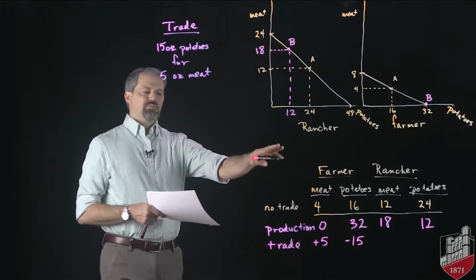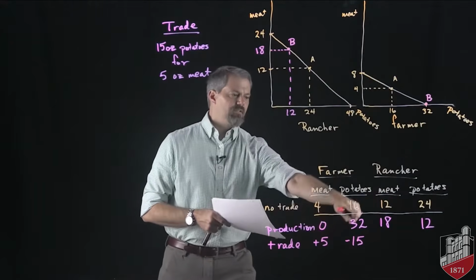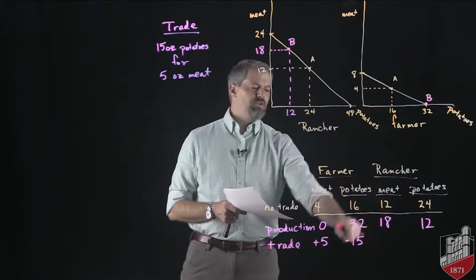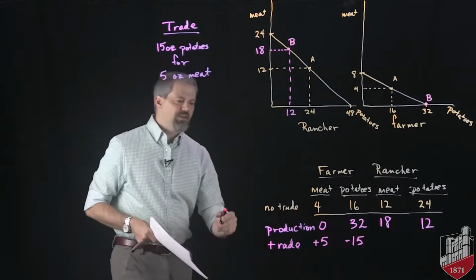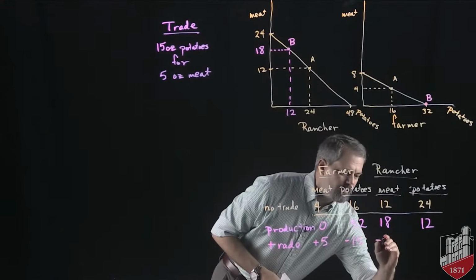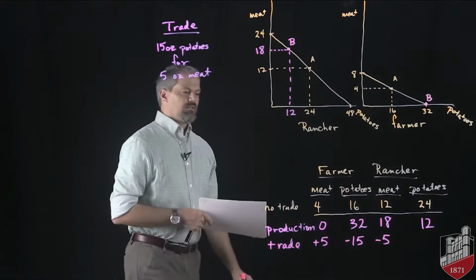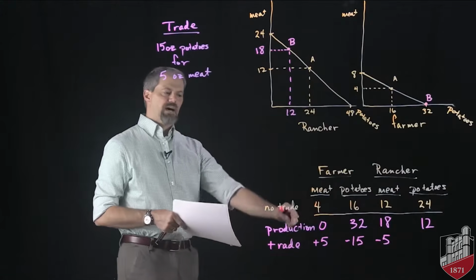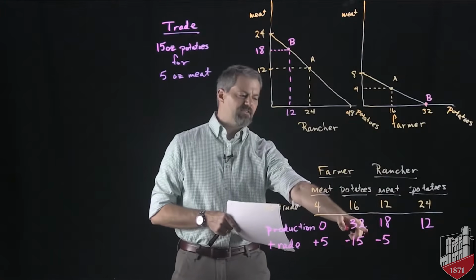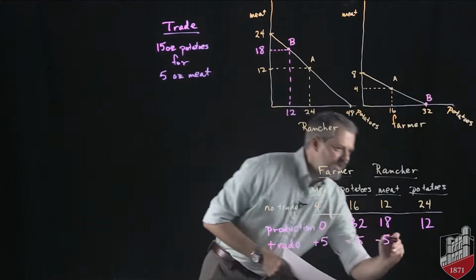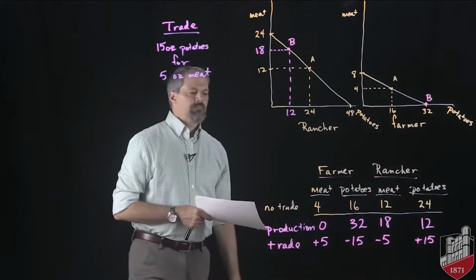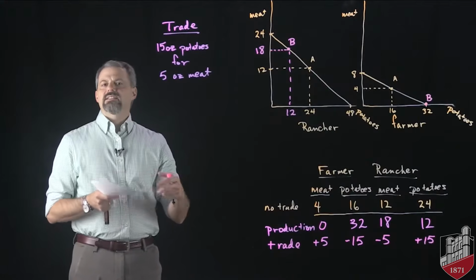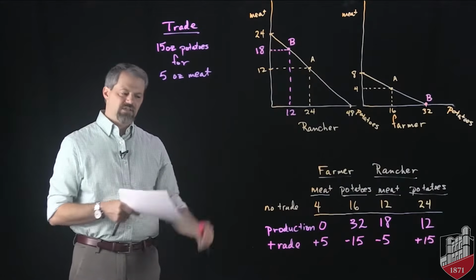From the rancher's perspective, it's going to be the opposite here. The rancher is going to be producing 18 ounces of meat, but is going to trade 5 of them away. So this is losing 5 ounces, but what they're going to get for the 5 ounces of meat is 15 ounces of potatoes. So this is plus 15. So there's our trade.